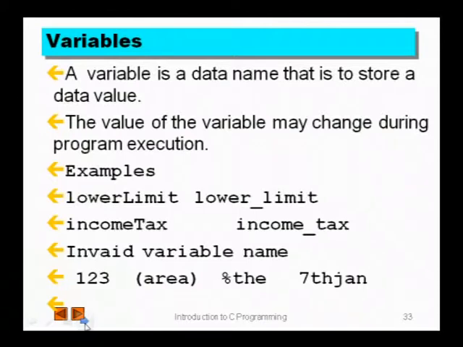The variable name should not begin with a number, and should not begin with a special character. Only one special character is allowed, the underscore character. So, 1 2 3 is not allowed, area with parenthesis is not allowed, and a name with a special character percentage before the T is not allowed. And 7th Jan, again 7 is a number. So, it is an invalid variable.